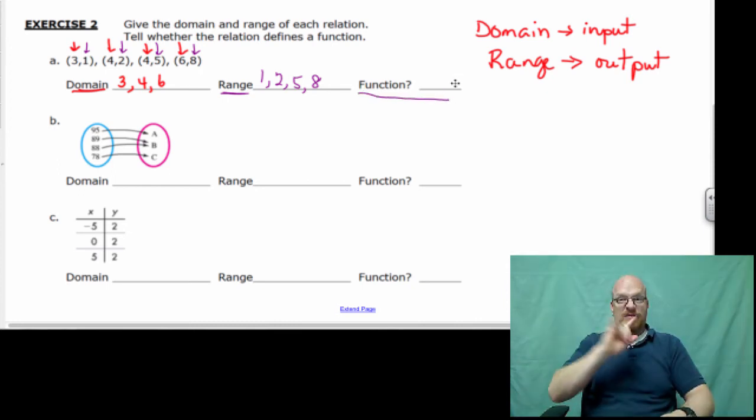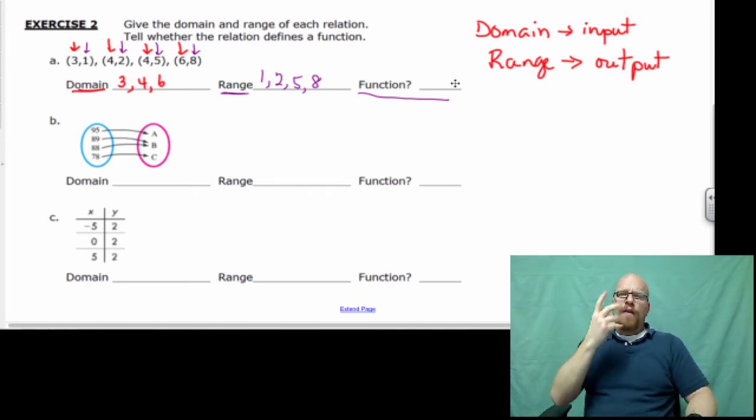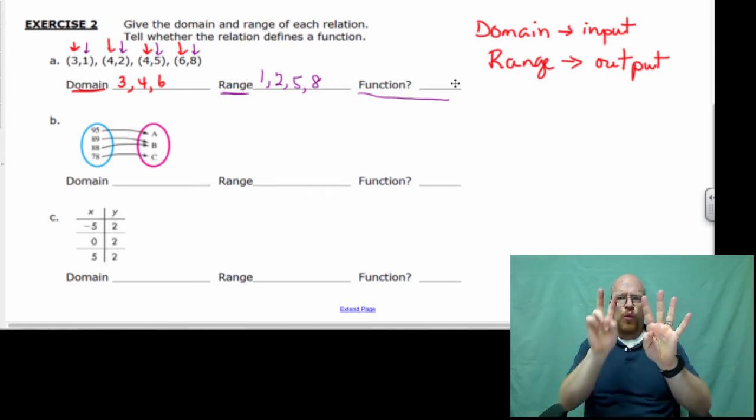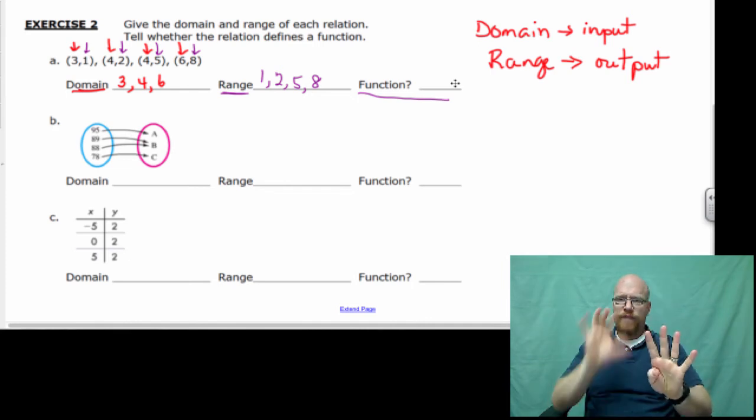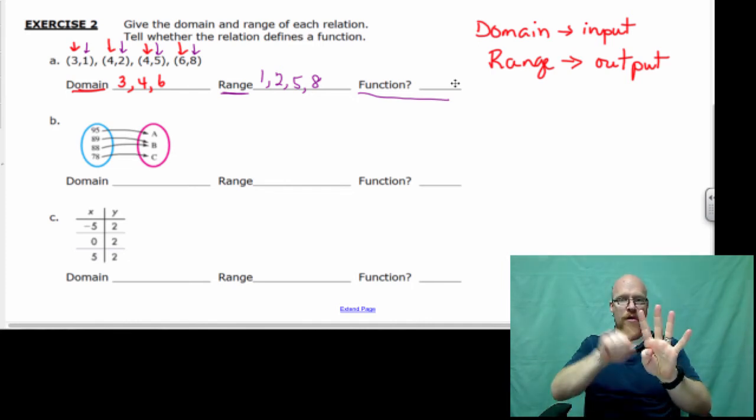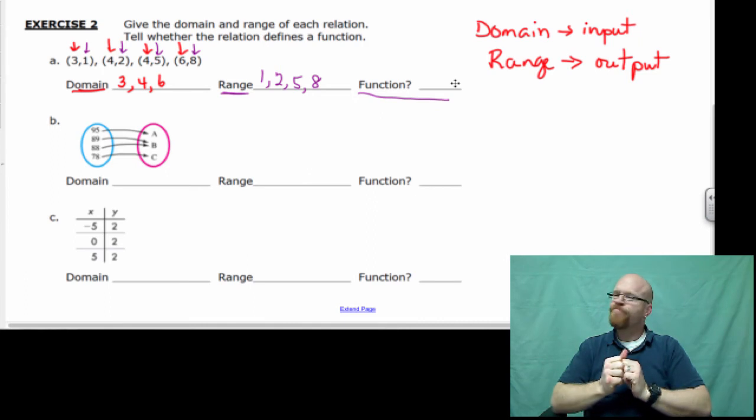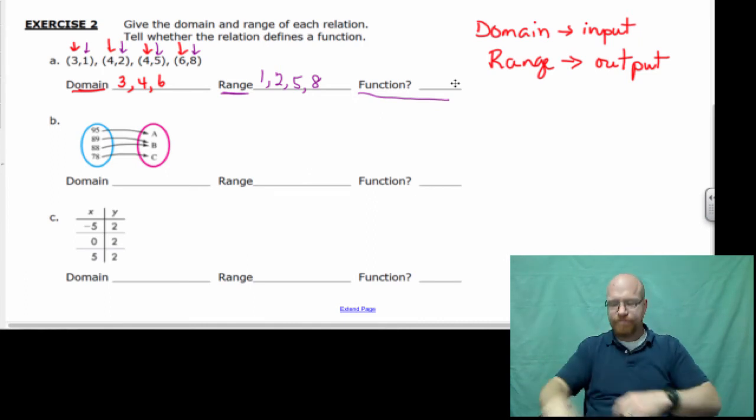Now, is this really a function or not? Let's discuss that option. Well, look at the 4, the domain of 4. 4 can be mapped to 2, or 4 can go to 5. It breaks the rule. It's not a function.